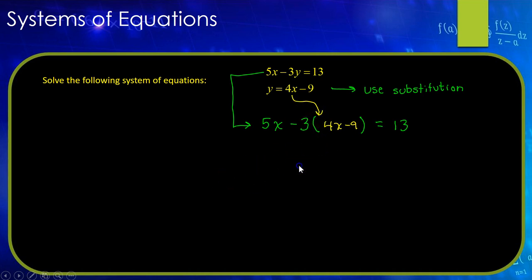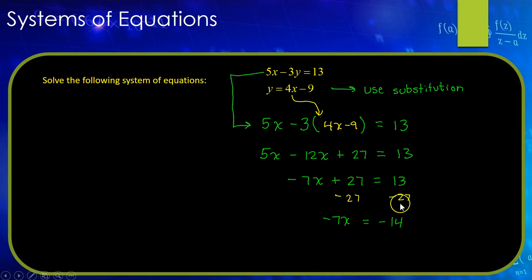I'm going to simplify the left hand side by distributing that -3. Make sure you do distribute the -3, which means that -3 times -9 becomes +27. Combining some like terms, I get -7x plus 27 equaling 13. Subtracting 27 from both sides, I get that -7x equals -14. And then dividing by -7 on both sides, I do get that x equals 2.